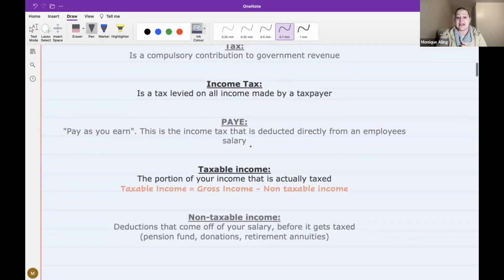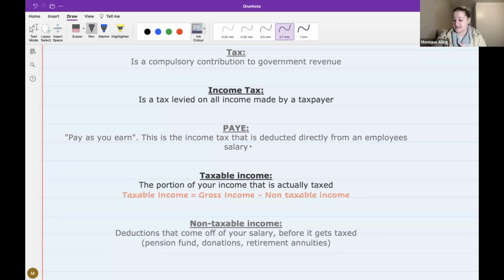And then taxable income. Okay, this is very important for today's lesson. Taxable income is the part of your income that is actually taxed. So you don't get taxed on your gross income. Remember, gross income is before deductions. So our taxable income is the amount of our salary that is actually taxed. To work out taxable income, we look at the little orange formula. We take our gross income and we minus non-taxable income.